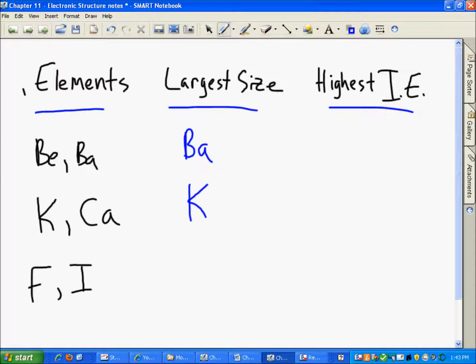Fluorine and iodine? Okay, so it's going to be bigger towards the bottom. Bigger towards the bottom. So I is the bigger one. You got it.